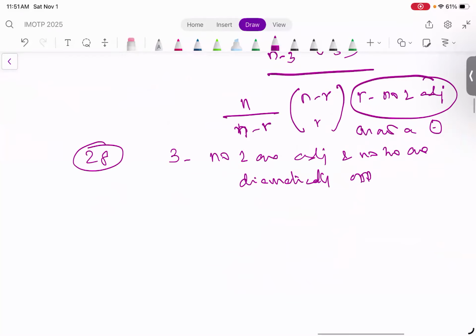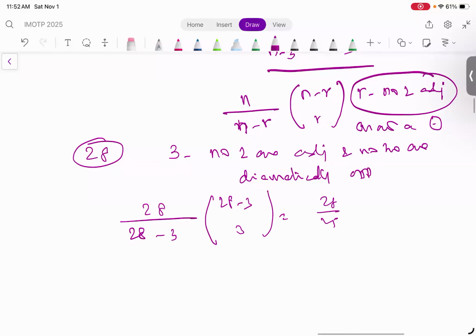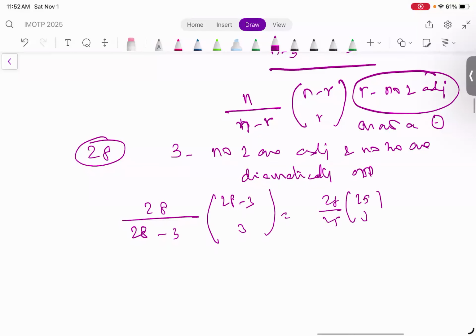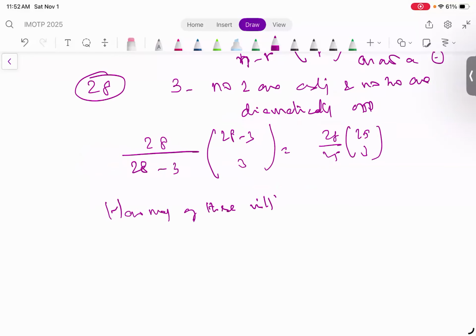Now let me look at how many are not adjacent. That formula I already know now. This is 28 by 28 minus 3 into 28 minus 3 C3, which is the same as 28 by 25 into 25 C3. Out of this, how many of these will have two diametrically opposite?